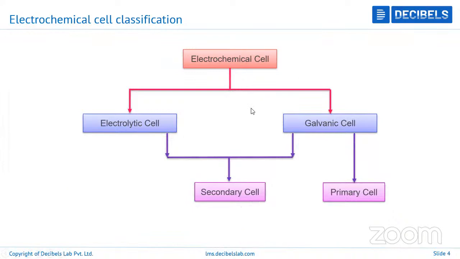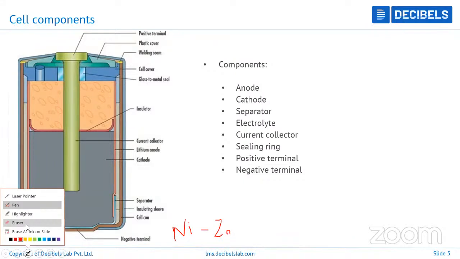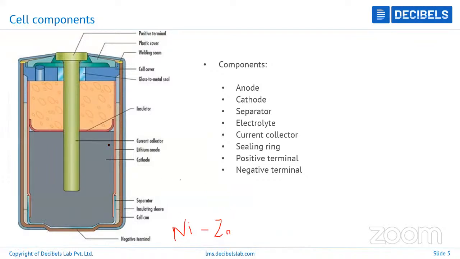Now, with respect to this classification, we will look into some of the cell components. These are some of the important components inside a cell. On the left-hand side you can see a diagram of a nickel zinc cell. This is a simple primary type cell, so it's not really a rechargeable cell.